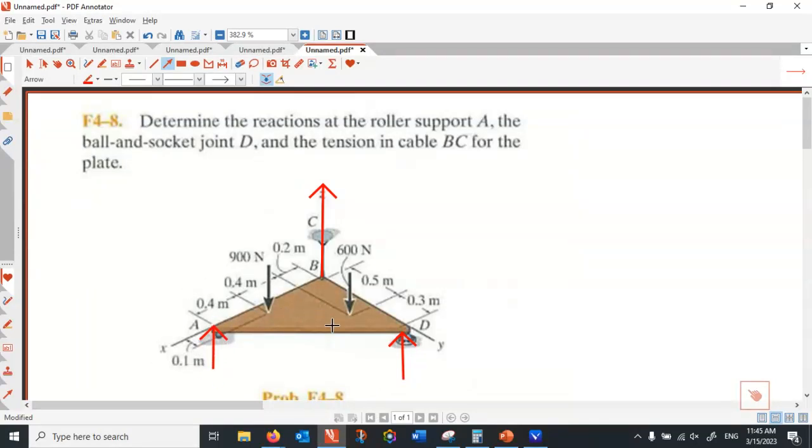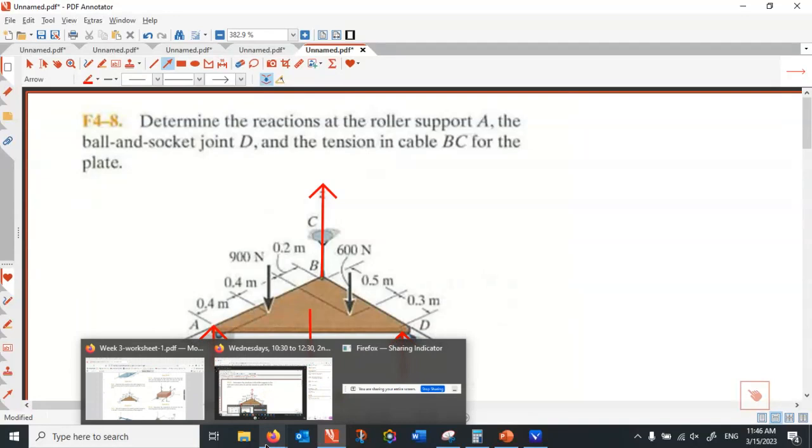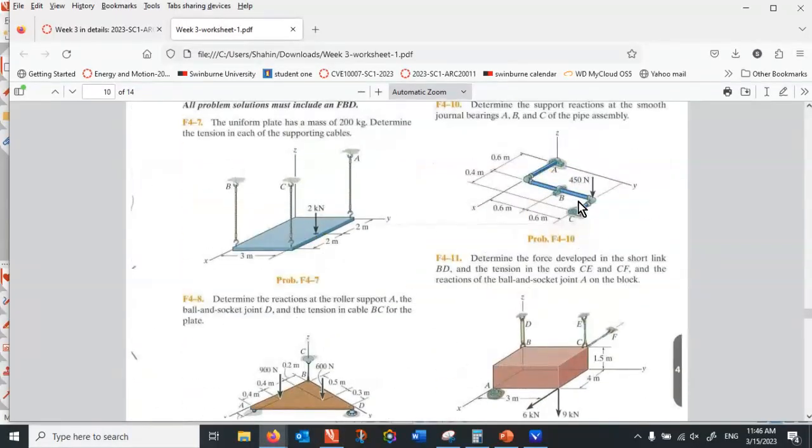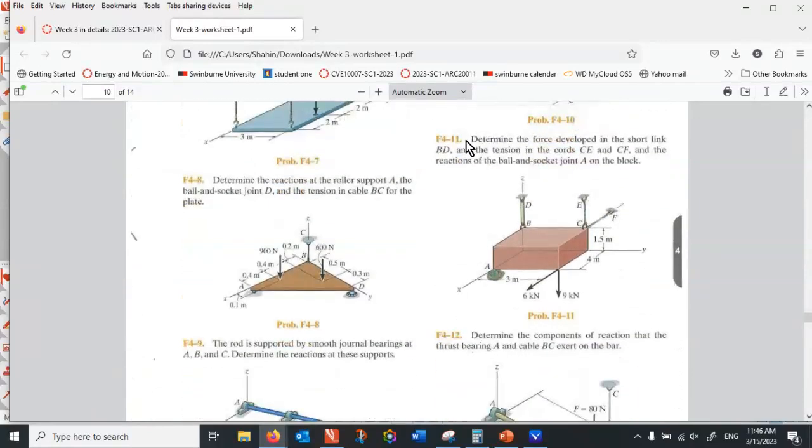And then if the weight of this plate was significant, you would have placed it right in the center of gravity of the plate. But in this case, no mention of the weight, so we ignore it. Any question? Let's move on. And 4-11.